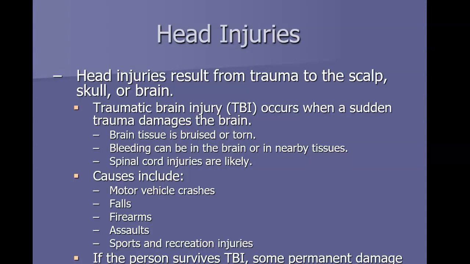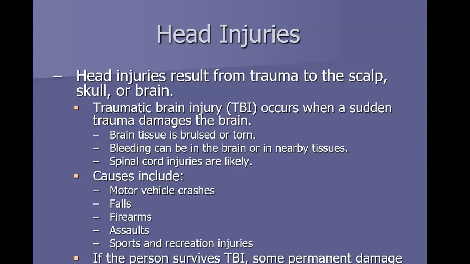Now, head injuries result usually from trauma. Remember, trauma is an unintentional injury, and it can be to the scalp, the skull, or the brain. So a traumatic brain injury occurs when sudden trauma occurs to the brain and the brain tissue is bruised or torn. Bleeding can happen in the brain or to nearby tissues. Spinal cord injuries can happen with this.